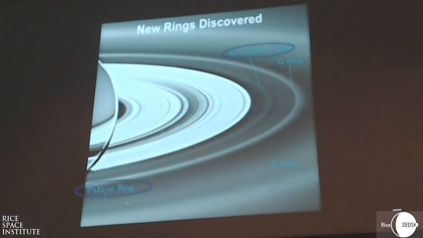We discovered 2 new rings. Okay? And one of them, the Janus Epimetheus ring, which is below the G ring, but above the F ring, is right in the wrong place. Okay? This is an area where this material we'd have to plow through, and we'd lose the spacecraft.